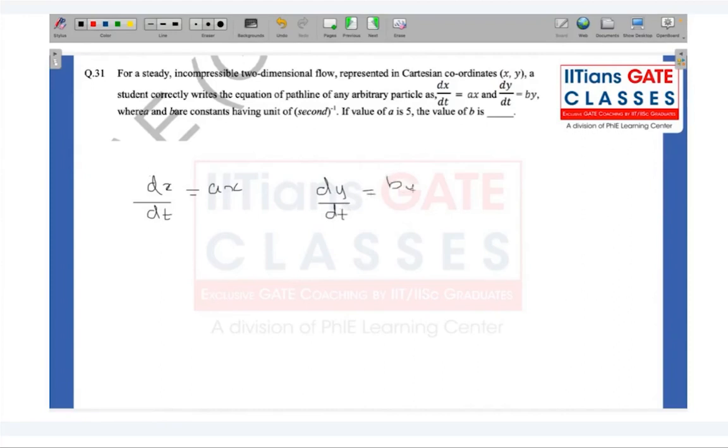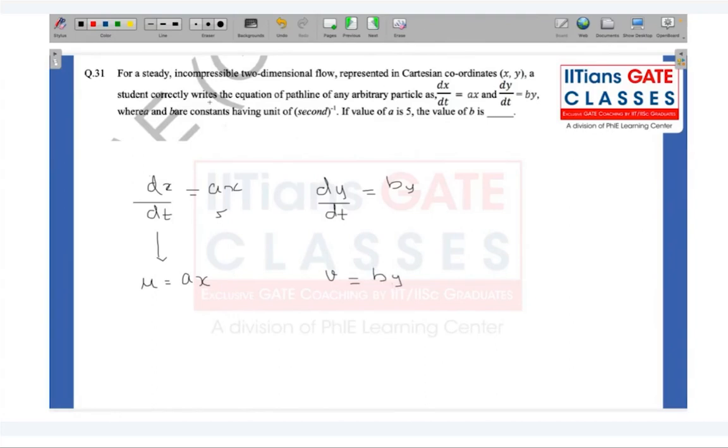Right? Where a and b are some constants. A is 5, and they are asking us to find b. So when they say dx by dt equals ax, your dx by dt is nothing but your x direction velocity. Since the flow is steady, there are no other unsteady components to it. So your dx by dt actually represents your x direction velocity in the Cartesian coordinates, and your dy by dt represents your y direction velocity in the Cartesian coordinates.